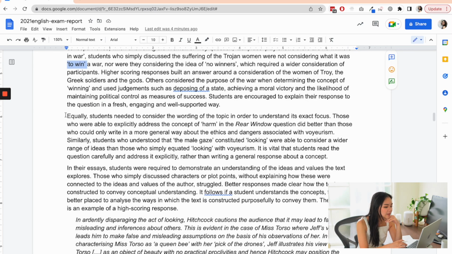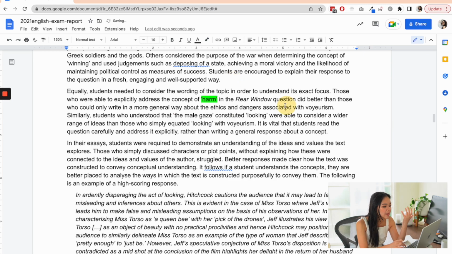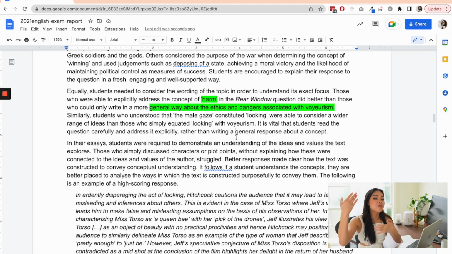It's the same thing down here when it comes to Rear Window. The keyword harm was in the topic, and what happened was they talked about it in a more general way. Whereas the way that you could go about it is really define for yourself and for the examiner what you consider to be harm. What does that mean? You can talk about that in your introduction, so that when that point is clarified, then when you go into your body paragraphs and you talk about harm, it is very clear to the examiner that you are talking about harm. It's quite a simple fix actually.